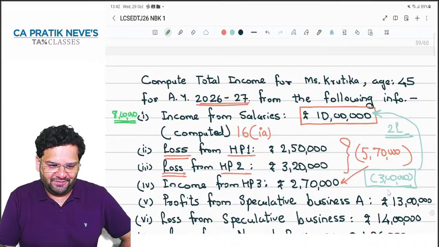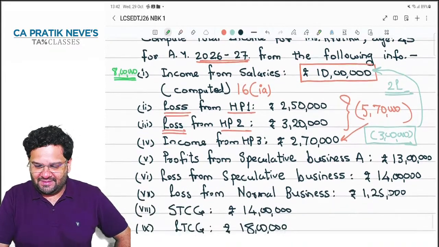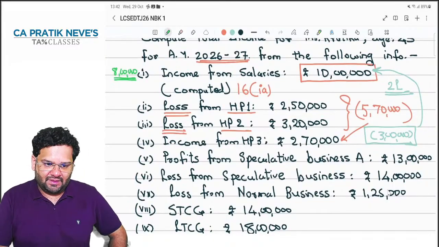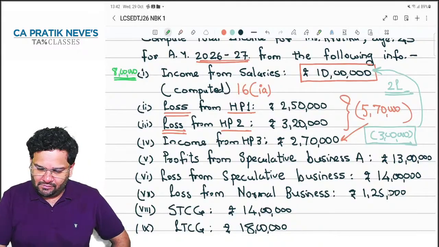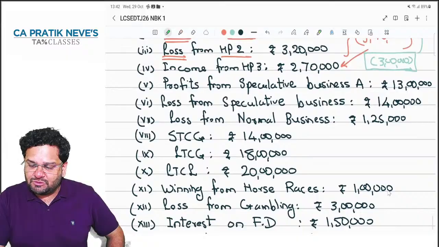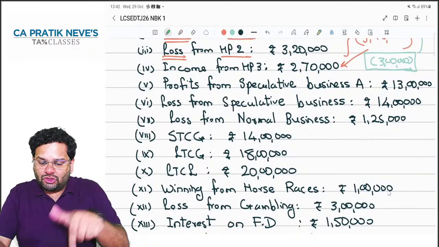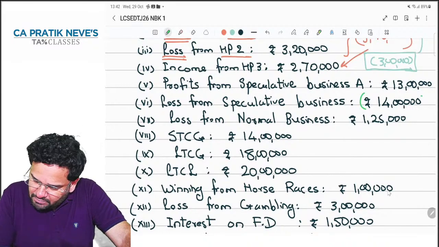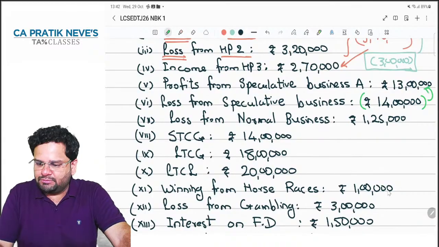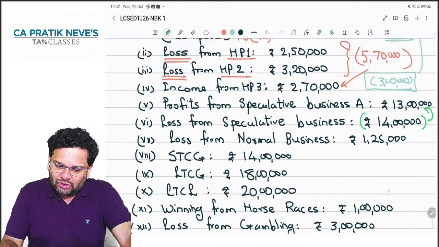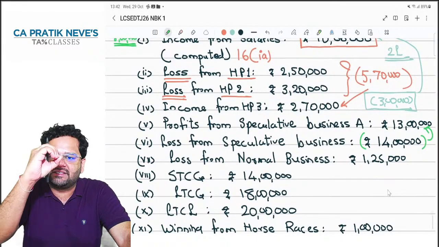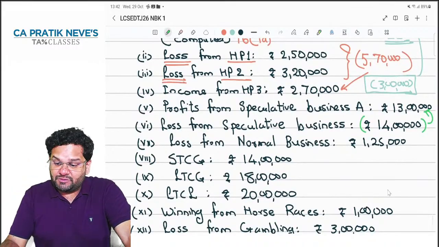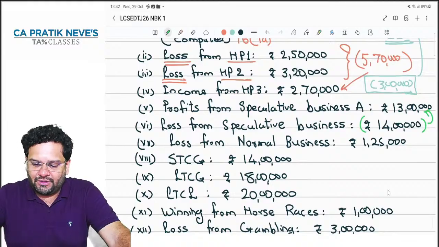So far, so good? Yes. Then HP loss of 1 lakh is there, na? Remaining. That will be carried forward. Then you have profit from speculative business. But there's a loss also of speculative business. You know, loss of speculative business can be set off against this profit of speculative business. So your overall income from speculative business will become zero. And this 1 lakh loss of speculative business will be carried forward.